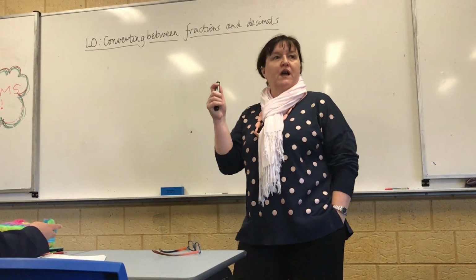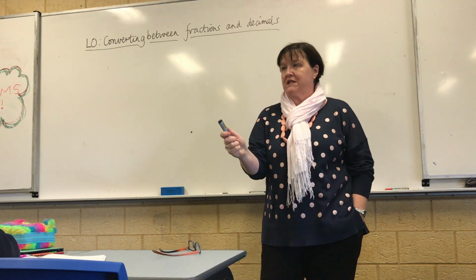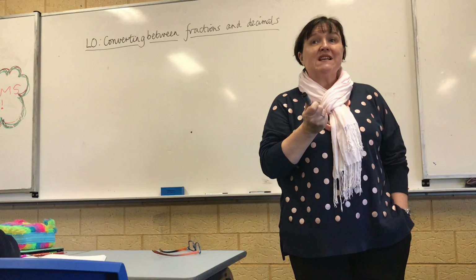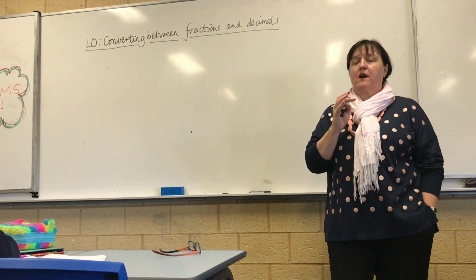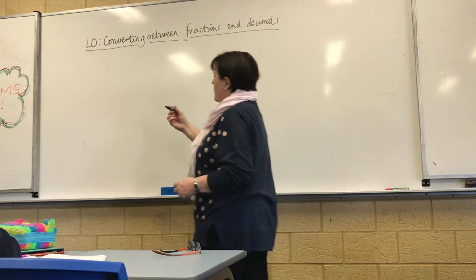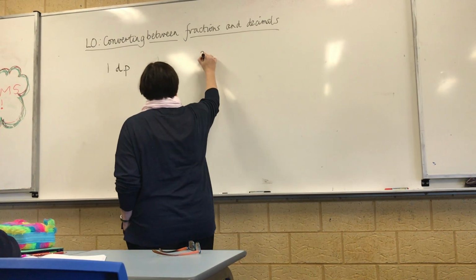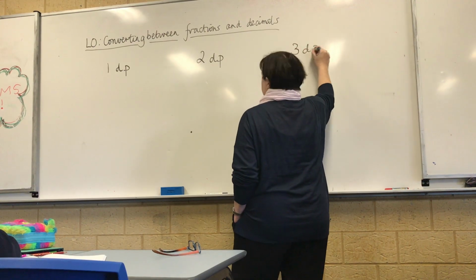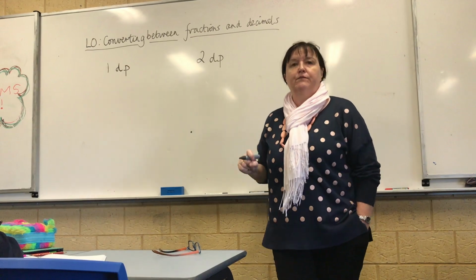So this morning we're going to look at converting between decimals and fractions. Now we've been doing a lot of work on decimal place value, and today we're only going to go up to 3 decimal places, okay? So this column is going to be 1 decimal place, 1 DP, 2 DPs and 3 DPs. Okay, DP stands for decimal place, obviously.